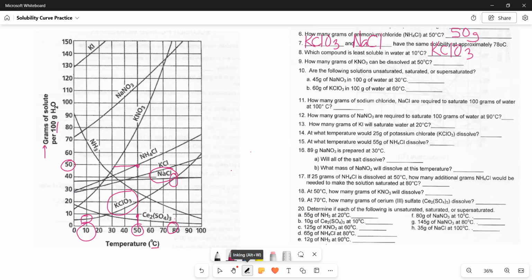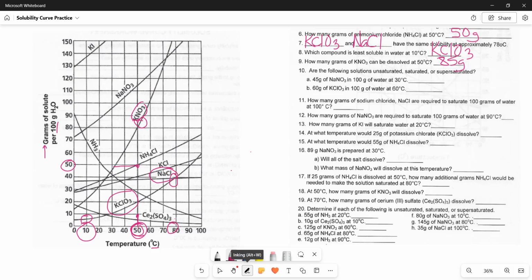Question 9 says, how many grams of potassium nitrate can be dissolved at 50 degrees Celsius? So again, we're at 50 degrees, and we're going to come up to the potassium nitrate, which is this substance right here. So if we come up, we're about right here. It's going to be about 80 to 85 grams.